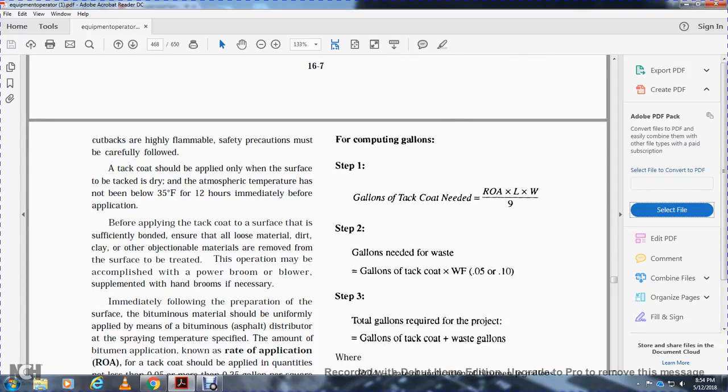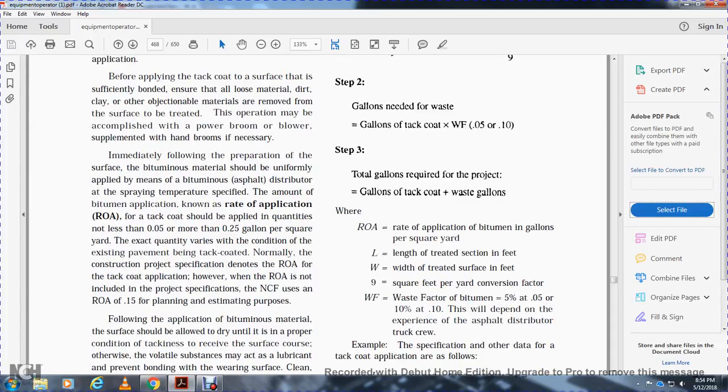Before applying the tack coat, to ensure sufficient bond, all loose material, dirt, clay, and other objectionable materials must be removed from the surface of the road. This operation may be accomplished by a power broom or blower, supplemented with hand brooms if necessary. Immediately following the preparation, the surface application of the bituminous material should be uniform. Apply it by means of a bituminous distributor at the specified temperature. The amount of bituminous application, known as the rate of application for the tack coat, should be applied in quantities not less than 0.05 or more than 0.25 gallons per square yard.